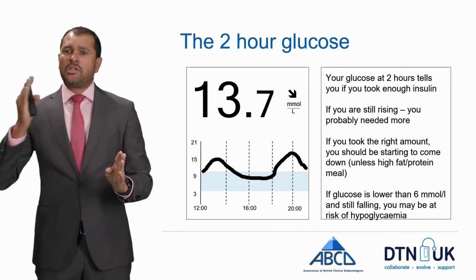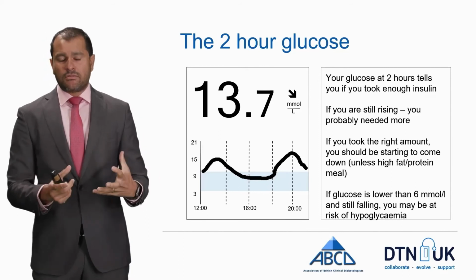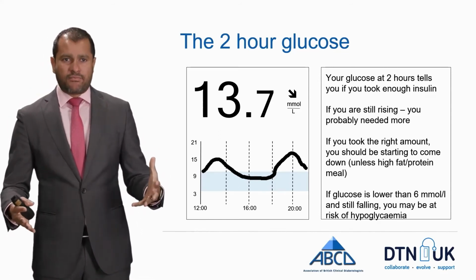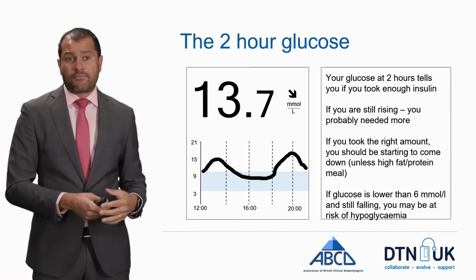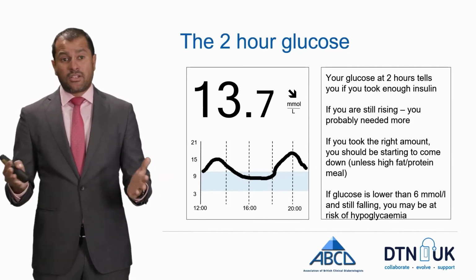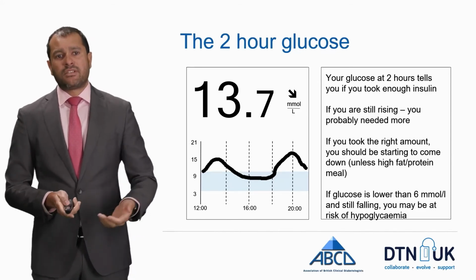Now, if you look at where you are at 2 hours after a meal, generally your blood sugar should be falling. If you took the right amount of insulin, 2 hours later, you should be coming back down into range. If you're still rising, you might have underestimated the dose at that time. If your blood sugar is below 6 already at 2 hours, you're going to be at risk of hypoglycemia and you might want to take some preventive carbs.